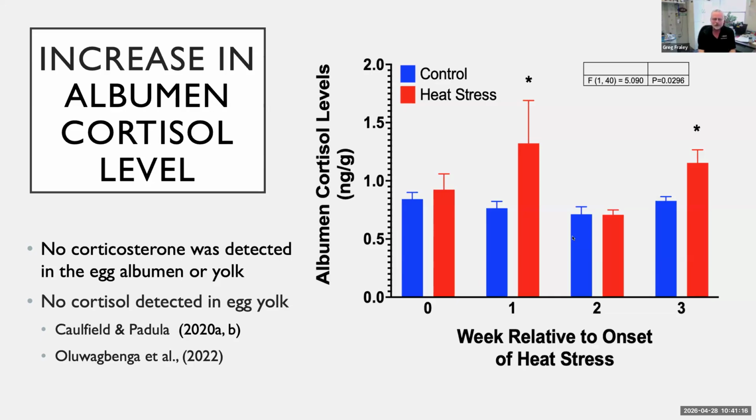So first off, we found that, unlike what was classically reported, we didn't find corticosterone in high levels anywhere in the egg. We found cortisol, which is typically thought of as the mammalian glucocorticoid, but we found it there, and we found it primarily in the albumin, not so much in the yolk.